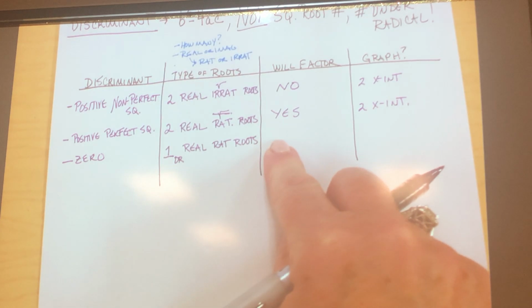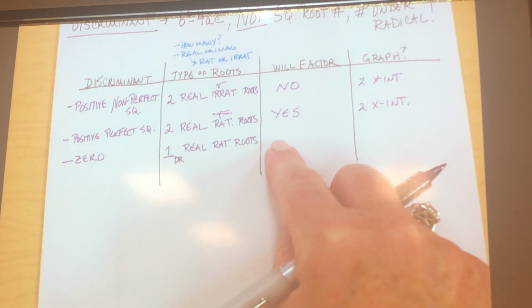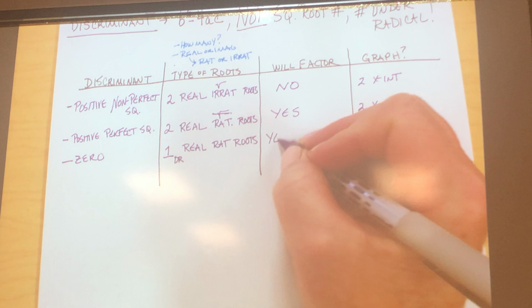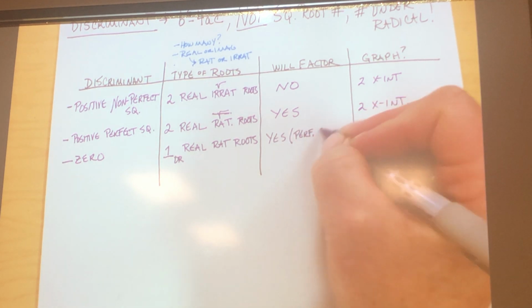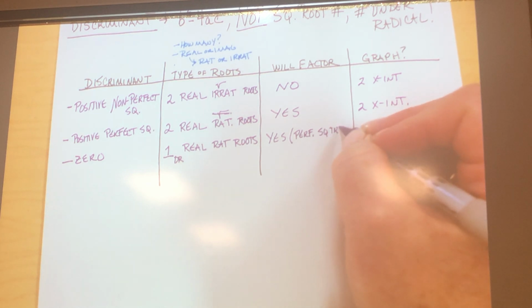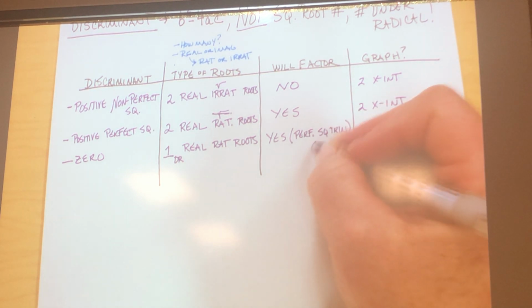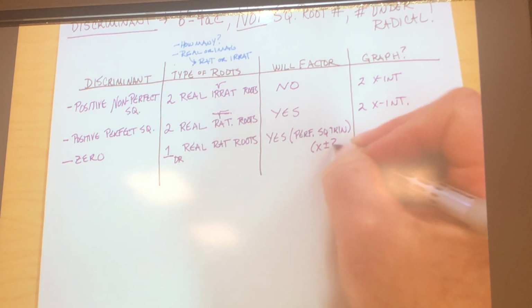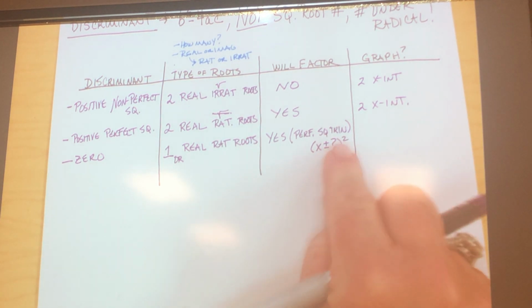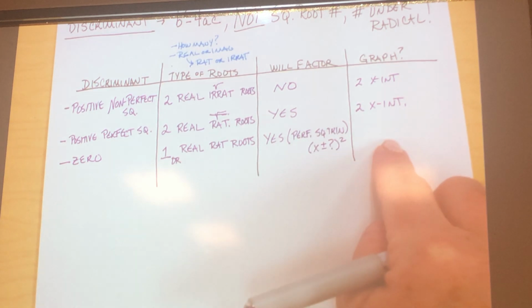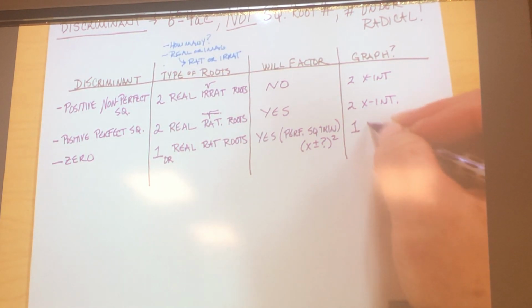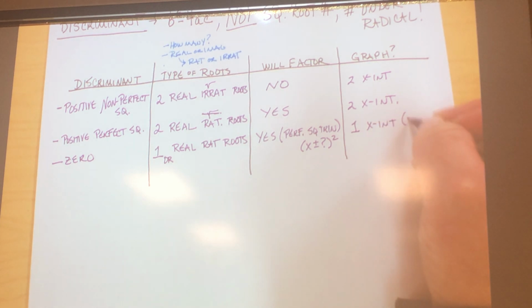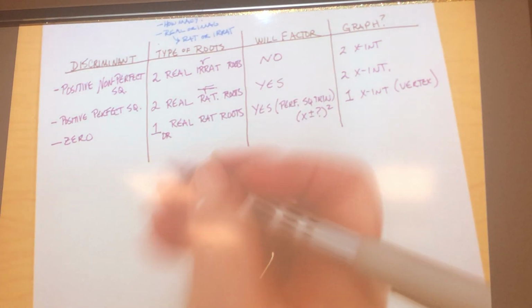Is he going to factor? Yes. Not only will he factor, people, he will be a perfect square trinomial. So he's going to factor into that x plus or minus some number squared. He's going to factor into that binomial square. What about his x-intercepts? 1. He's going to have 1 x-intercept, and that's going to be his vertex. Do you agree? Okay. 1 left.